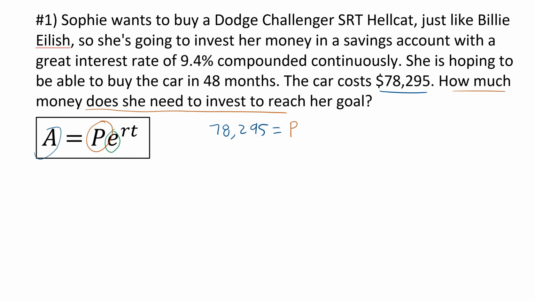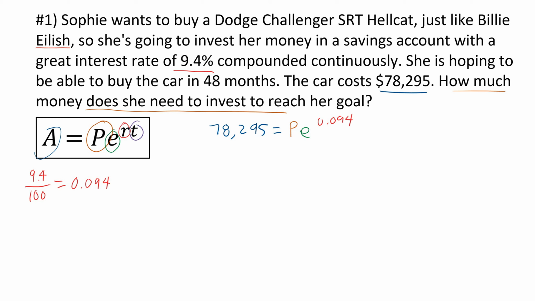E in this formula looks like a variable, but it's actually a number. E represents a number just like pi represents a number. And then we can come to R, that stands for rate. Our rate is 9.4%, but we don't want to plug in the rate as a percent. We want to plug it in as a decimal. So we'll divide by 100, or you can move the decimal over 2 places, and that will give us our rate.